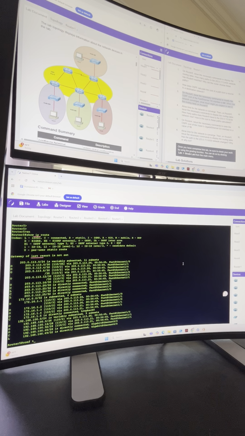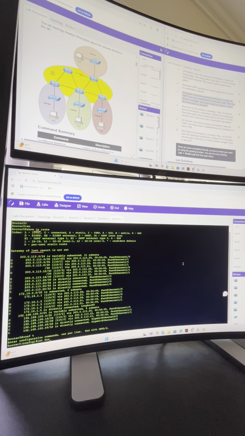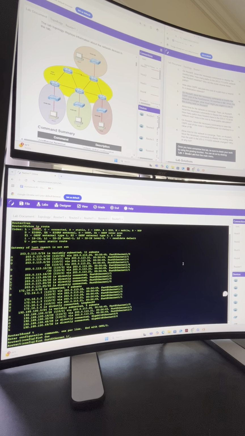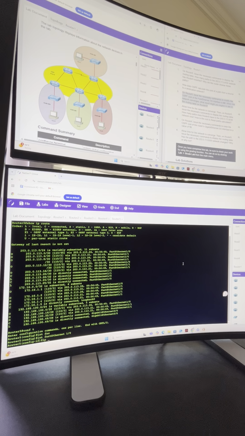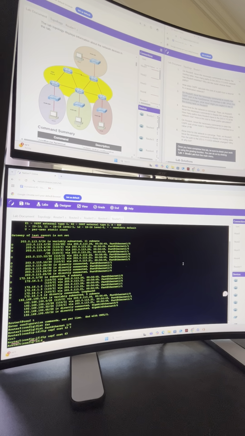Let's do a configure terminal. Let's go into interface configuration mode for Fast Ethernet 1.0. And we want to do an IP OSPF cost of 63. Hit enter there. And we're going to give it some time for the network to converge. So on number 4, it says allow time for the network to converge. Then on router 5, issue the necessary commands to display the routing table. How many paths does router 5 have to the 203.0.113.8/30 network now? How is the cost for these paths calculated?